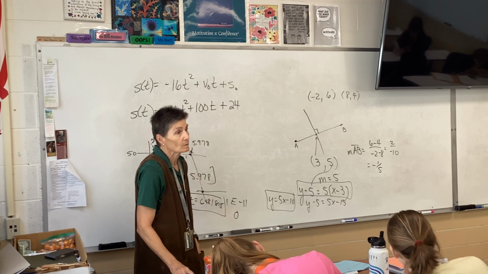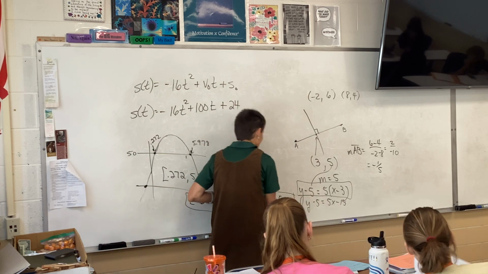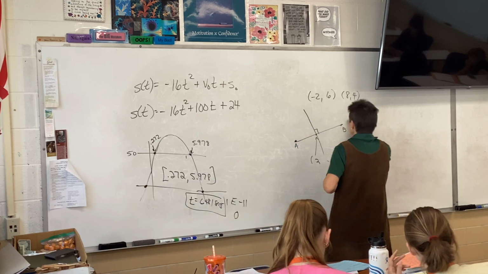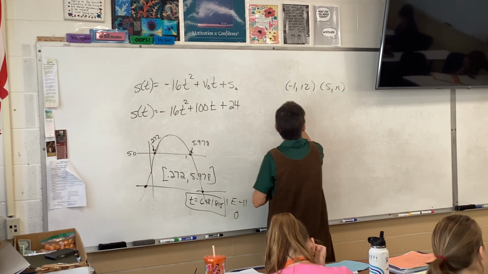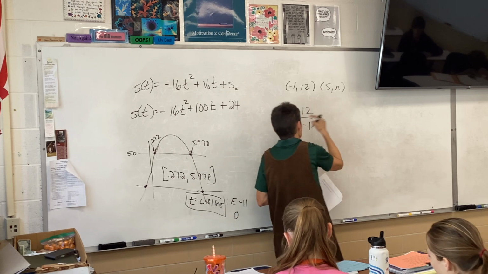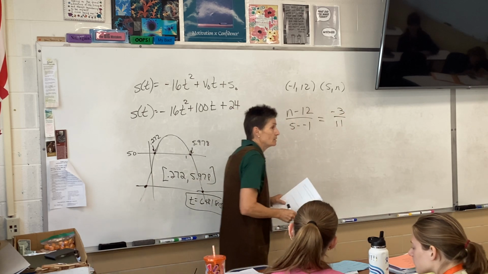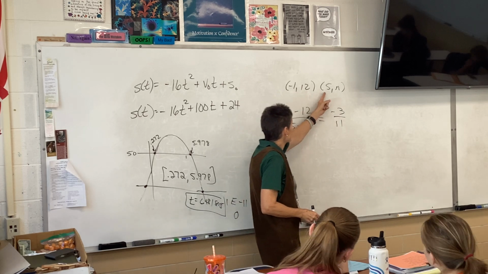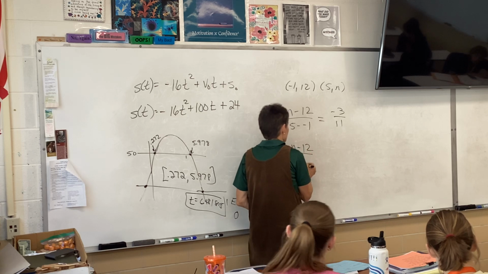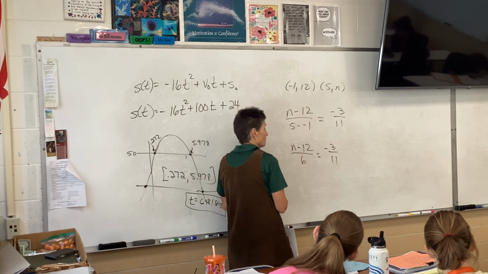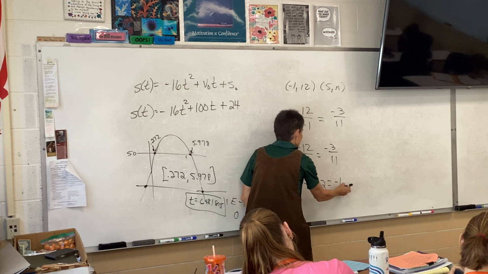Yep. Can we do review problem 6? Review 6: find n so that the line through this has a slope of -3/11. All right, how do we find slope? Yep, so my points are (-1, 12) and (5, n). So n minus 12 over 5 minus -1, that's my slope. And my slope has to equal -3/11. Y minus y over x minus x has to equal -3/11. So n minus 12 over 6 equals -3/11, cross multiply.